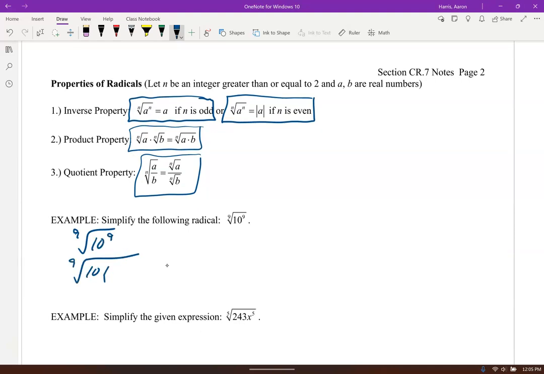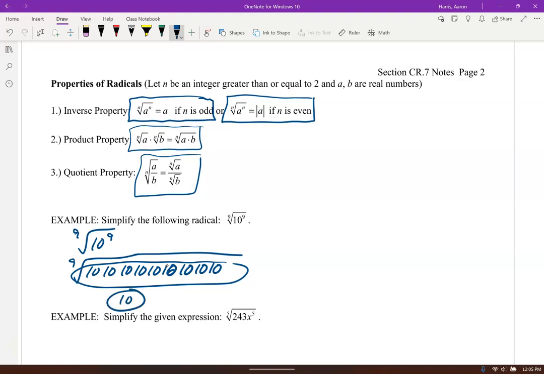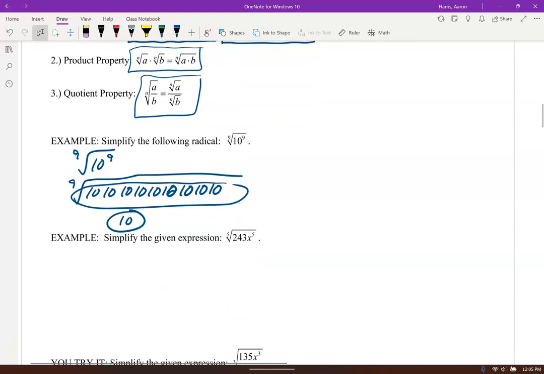Well, I think I wrote 9 tens. I'm looking for 9 of a kind. I have 9 tens, so it's just 10, right? The ninth root of 10 to the ninth is just 10. Let's go, fifth root of 243 x to the fifth.